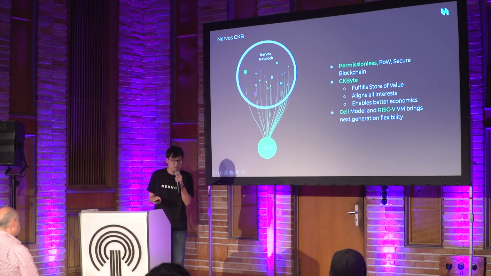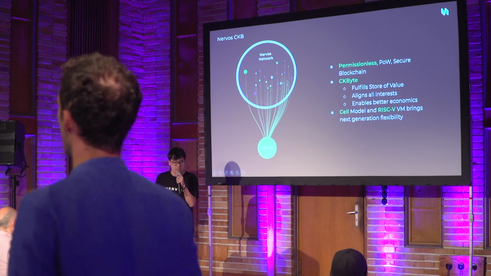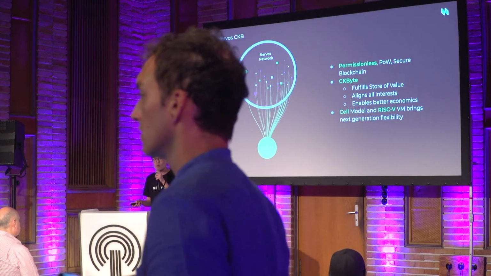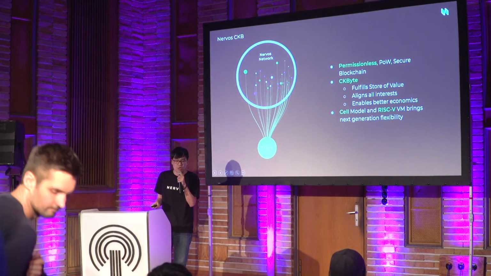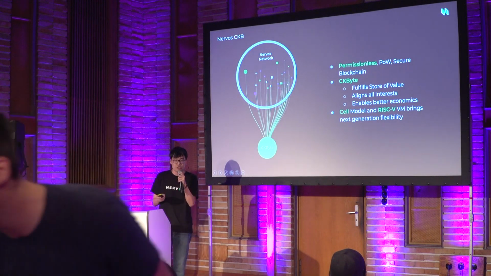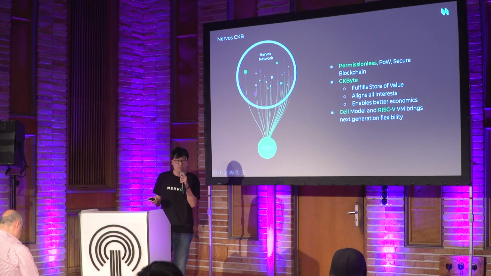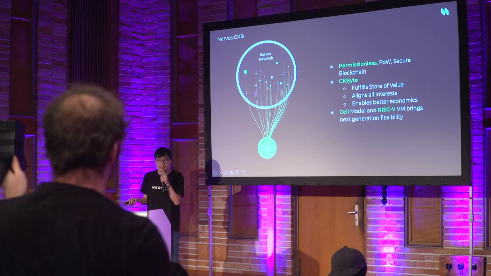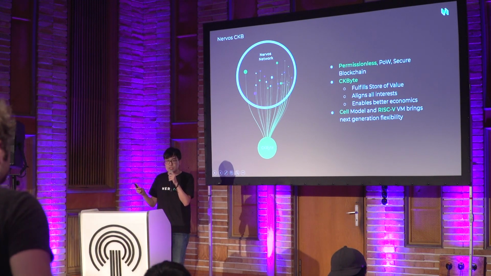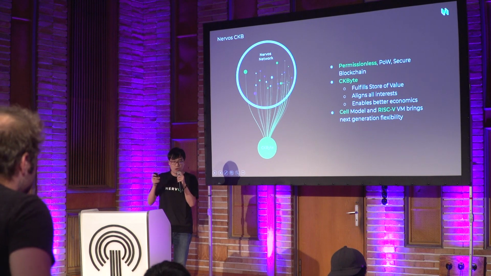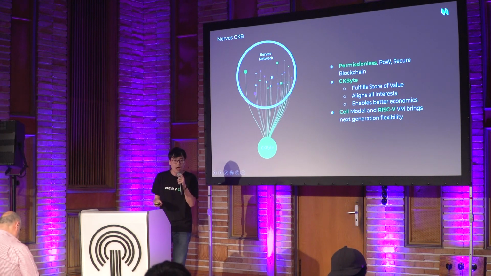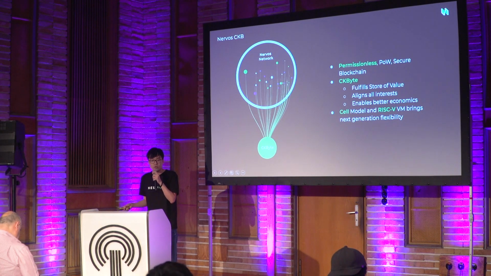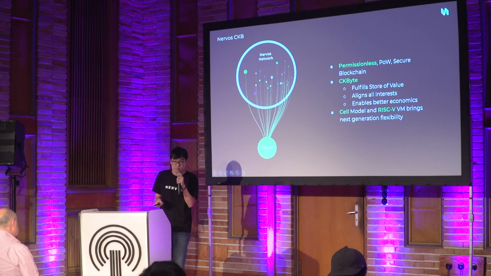It's actually a new permissionless proof of work secure blockchain. We have introduced a really new concept called CKB. I'm going to introduce that in the next slide, but here we believe it first fulfills a store of value concept. Second, it can align all the interests between storage and value and all the different parts in the blockchain. And thirdly, it can also enable better economics.